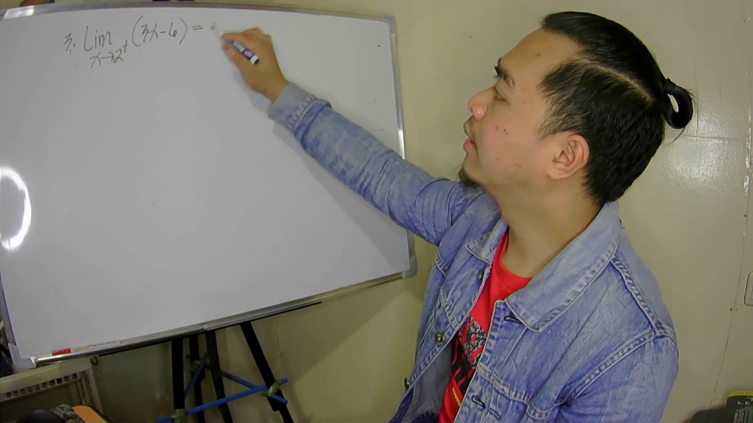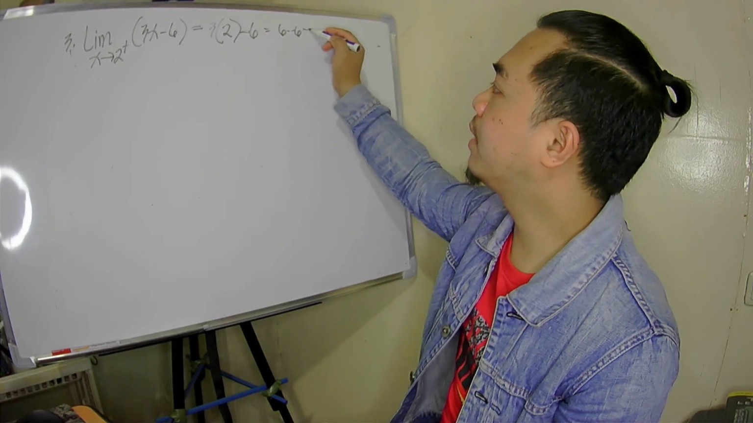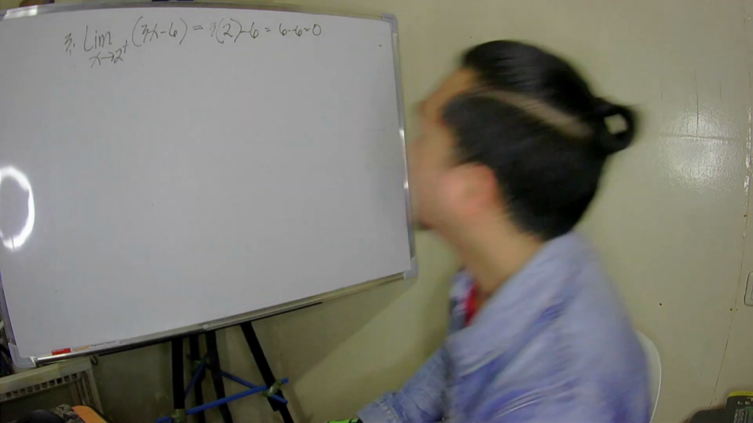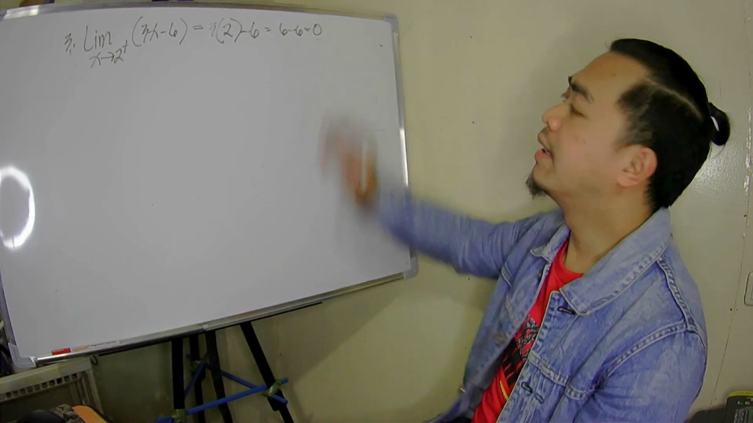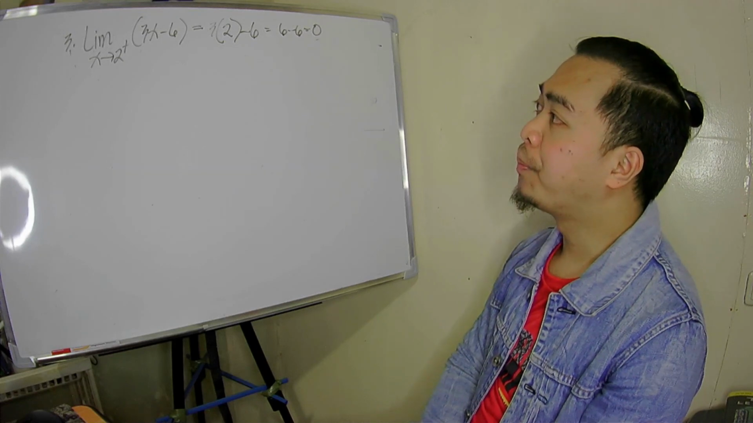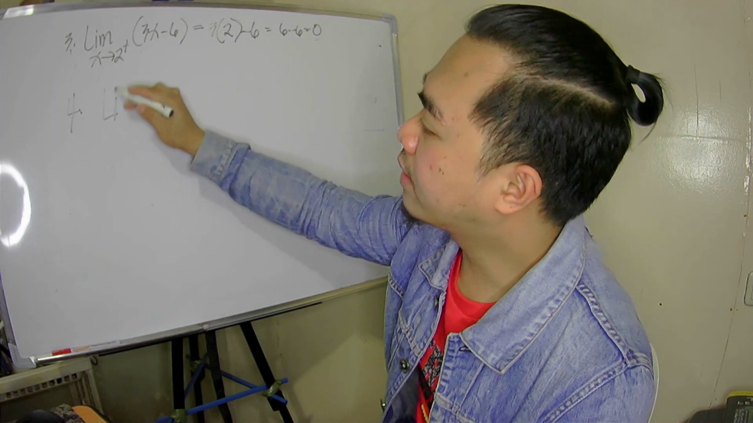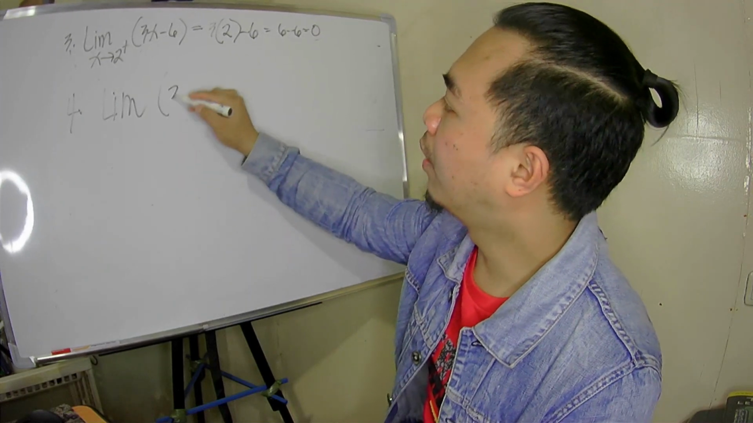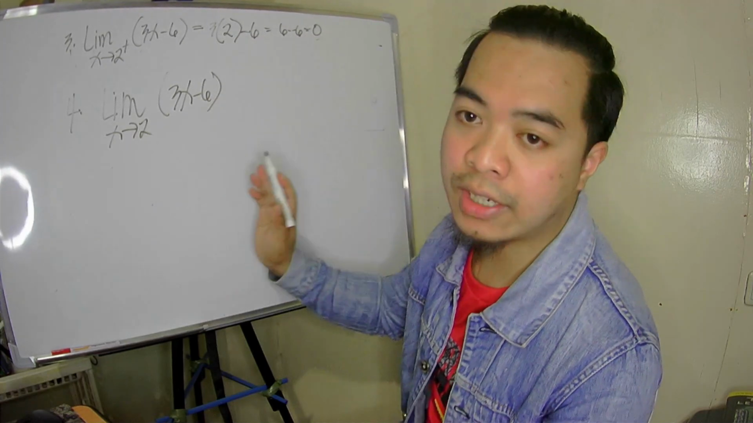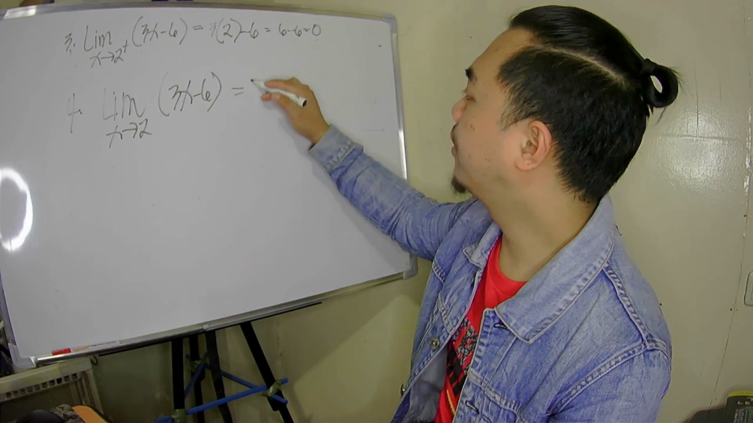Ano bang sagot? 3 times 2 minus 6. 6 minus 6 equal to 0. That is the limit. 0. Anong strategy na ginamit natin? Substitution. The fourth problem is the same, except that it's not the same. It's similar, almost the same, except that it is asking us a general limit. So, left and right. So, syempre, ganun din siya.